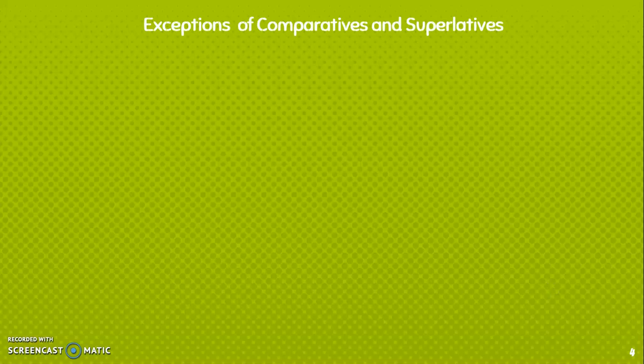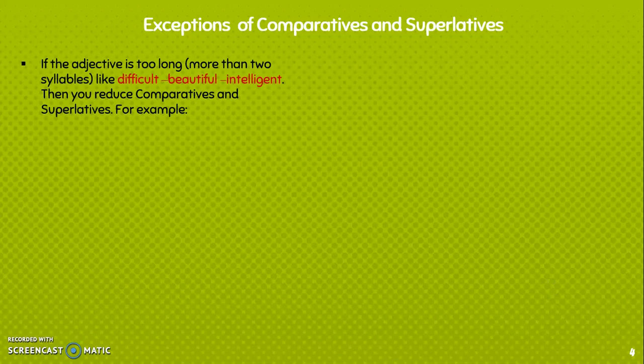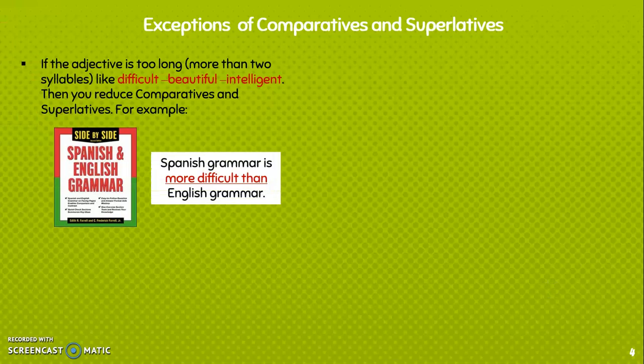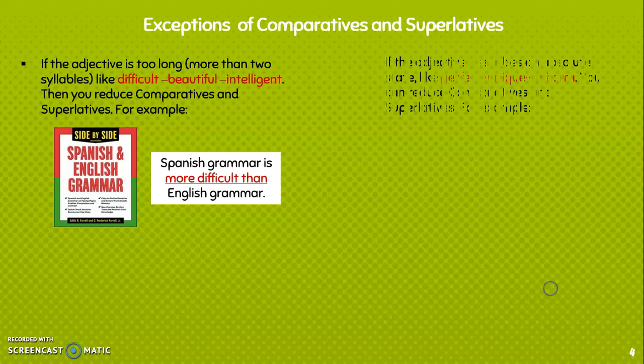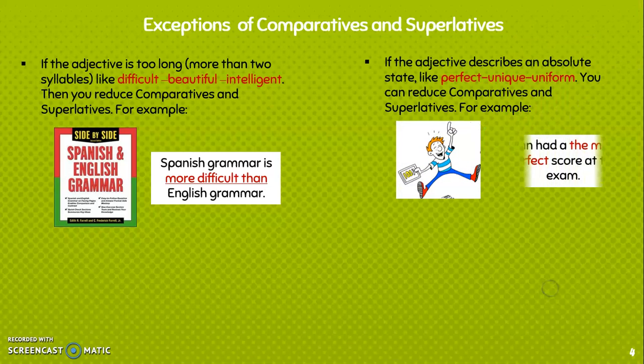Well, now we are almost done, so let's see the exceptions for comparatives and superlatives. If the adjective is too long, more than two syllables, like difficult, beautiful, intelligent, then you use "more" and "most". For example, Spanish grammar is more difficult than English grammar. If the adjective describes an absolute state, like perfect, unique, uniform, you can't use comparatives and superlatives. For example, John had the most perfect score on the exam.